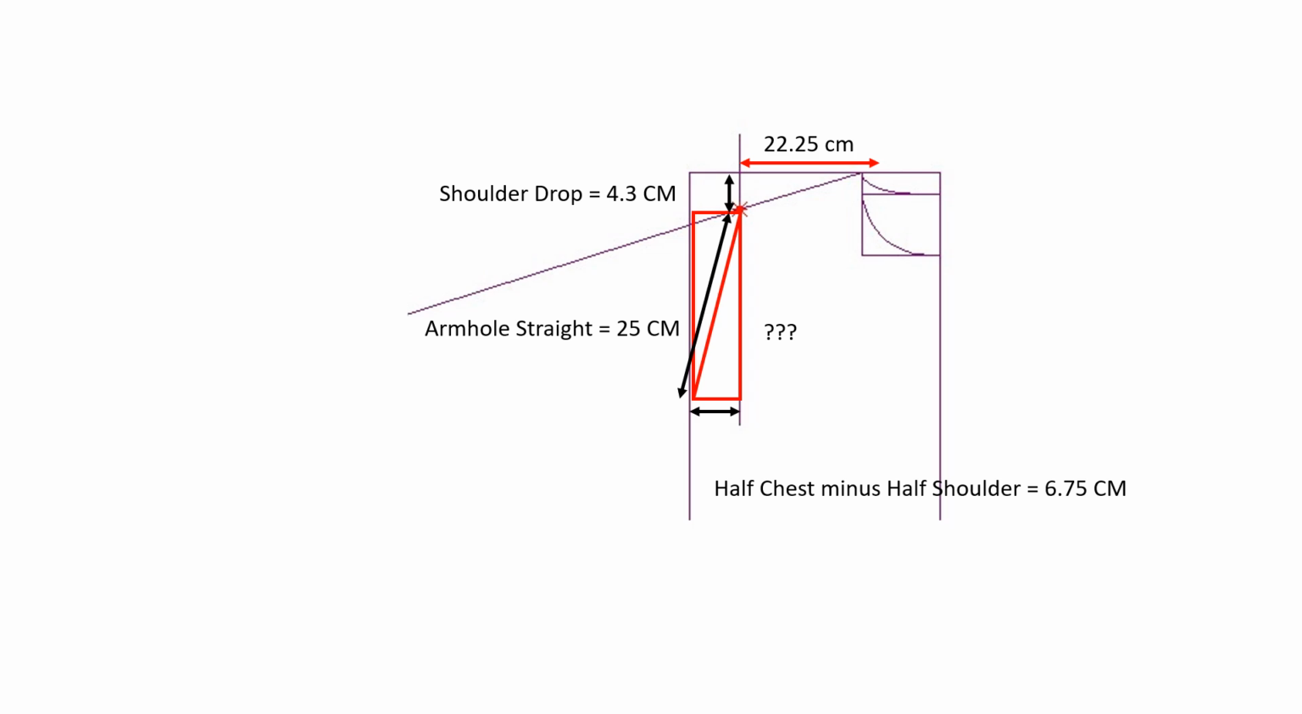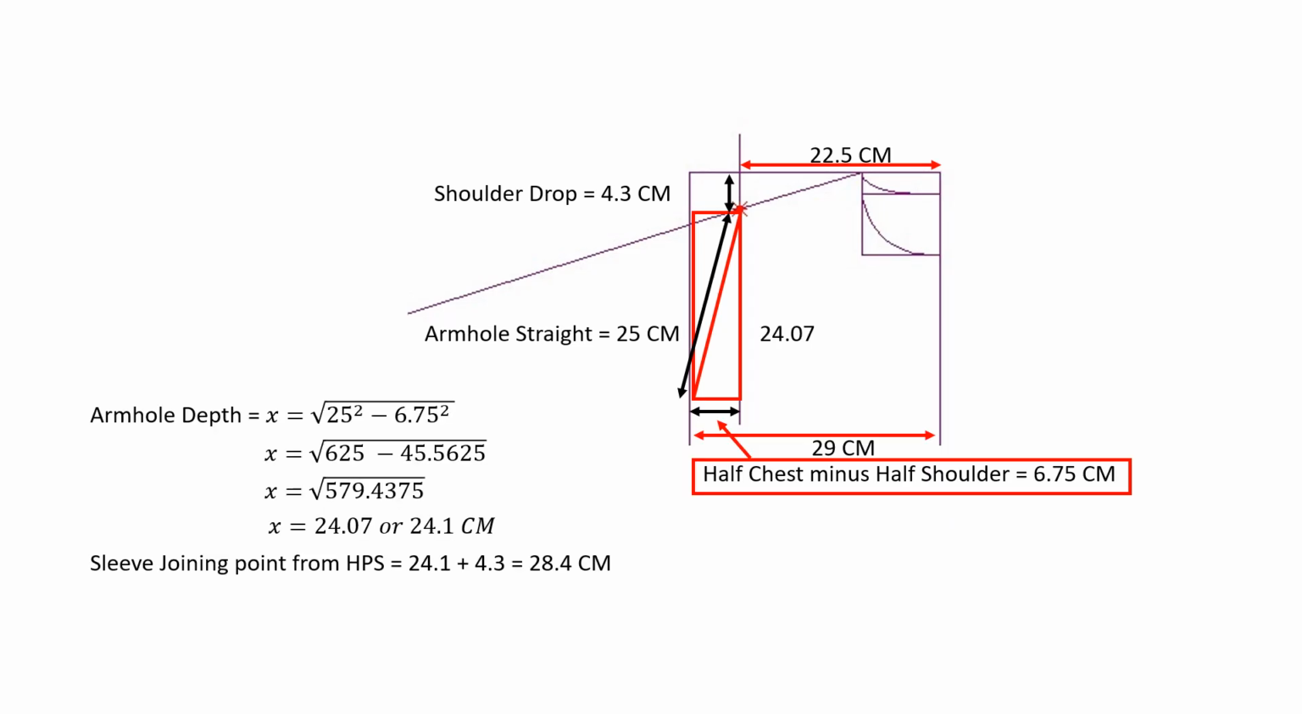The armhole measurement is 25 centimeters, and the difference between the chest measurement and the shoulder measurement divided in half is 6.75 centimeters. The square of the armhole measurement, that is 25, is equal to 625, and the square of 6.75 is equal to 45.5625. 625 minus 45.5625 is equal to 579.4375. And its square root of 579.4375 is equal to 24.07.